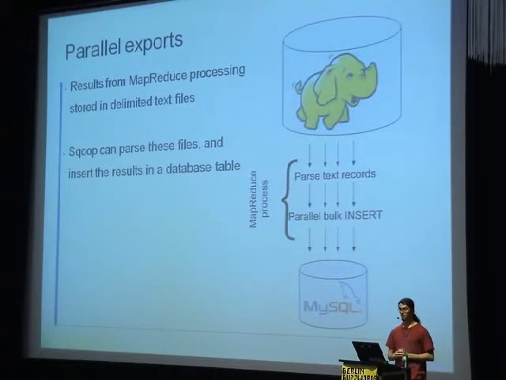On the export side, we use results from MapReduce processing that have been stored in delimited text files. Sqoop can read several text files in parallel, parse them again into their particular column types, and then insert these back into a database table by performing parallel bulk inserts. So we might have several export processes, again, four by default, running in parallel, each of which is generating a bulk insert statement for several hundred records at a time, and performing these bulk inserts in an overlapped fashion.